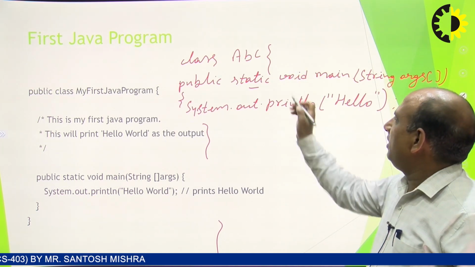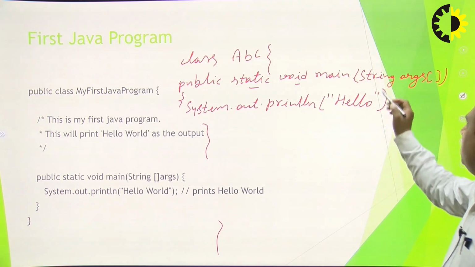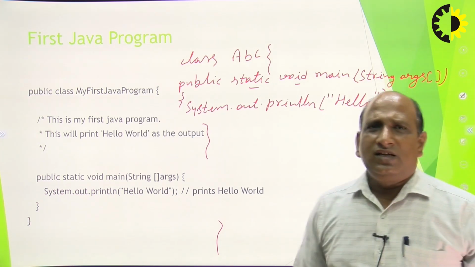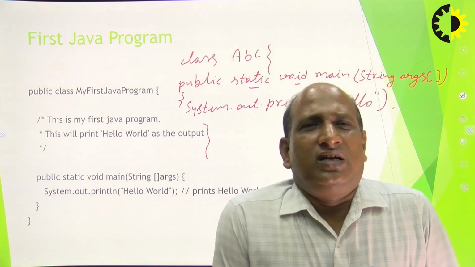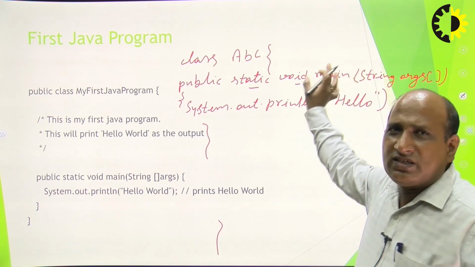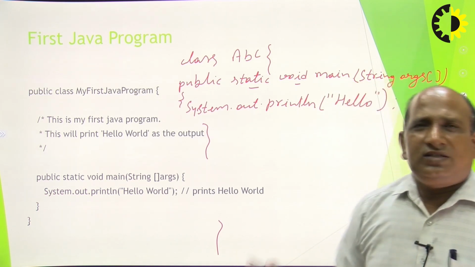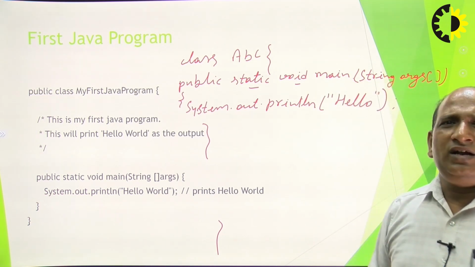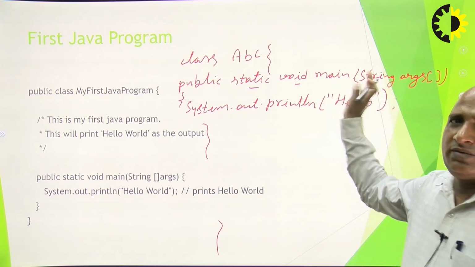Now void is the return type, main is the name of the function. A String type array we pass here. If we want to pass any command line argument, then that command line argument may be acquired by this main function in this string type array. Later on we will see how we can pass some command line arguments to this main function. We will use this concept also.